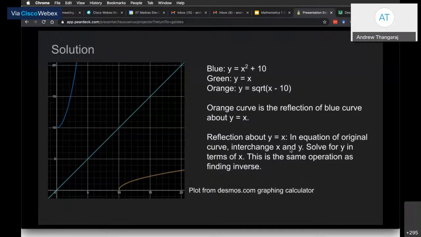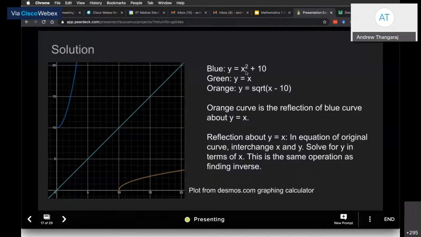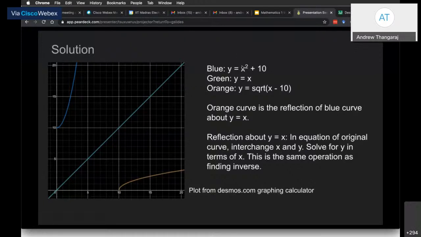Why is it x minus 10 and why not x plus 10? So there are multiple ways to answer it. If you look at the equation y equals x squared plus 10, like I said, the way you do it is you interchange x and y. Okay, you can put x equals y squared plus 10, right? That's what you would do if you interchange x and y. That's what happens when you reflect about the y equals x line. Now just think of it as manipulation wise, right? So x equals y squared plus 10, y squared equals x minus 10, right? And then you take the square root. So square root of x minus 10 is the inverse of x squared plus 10.